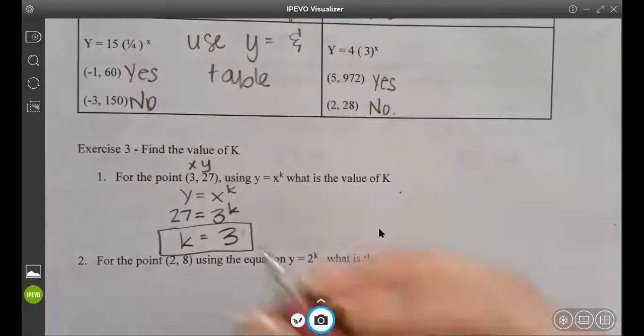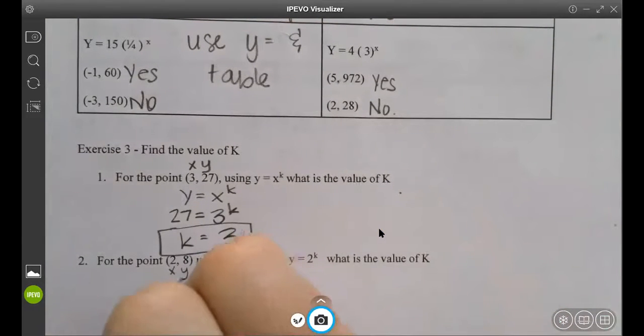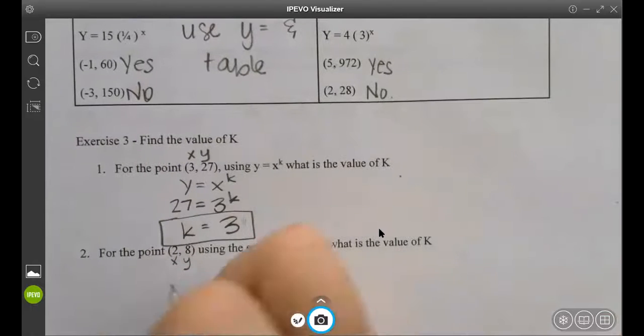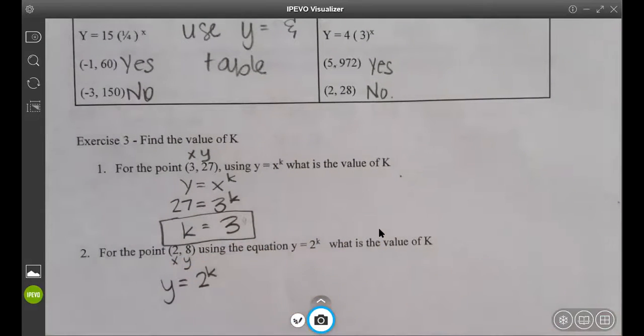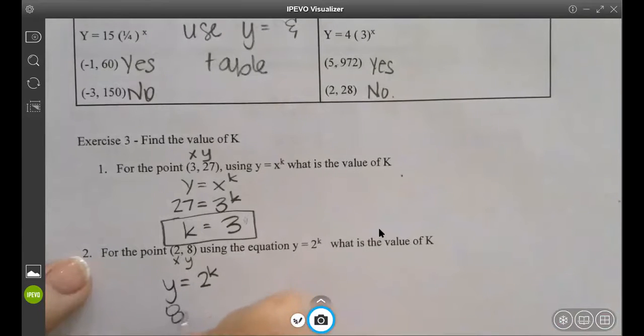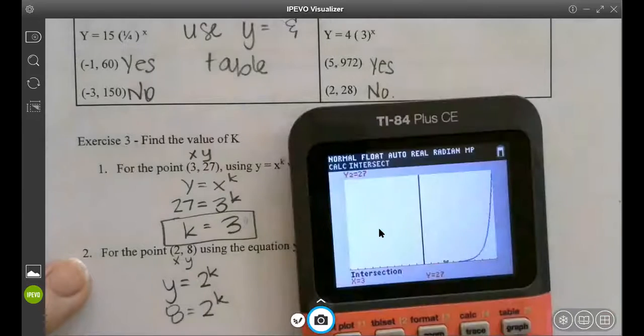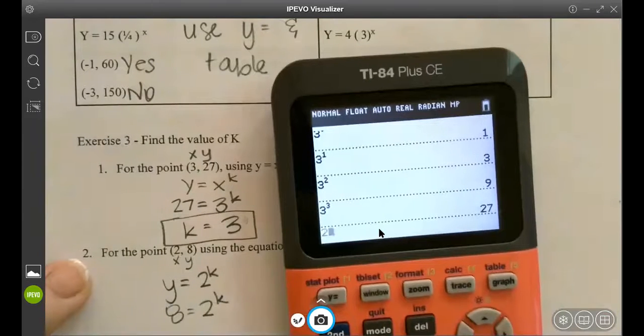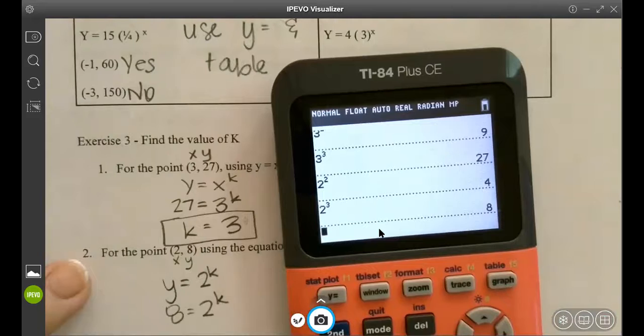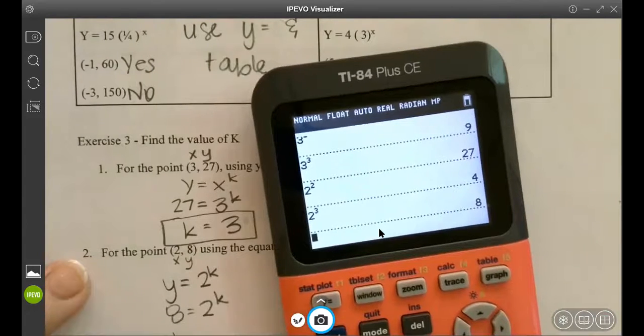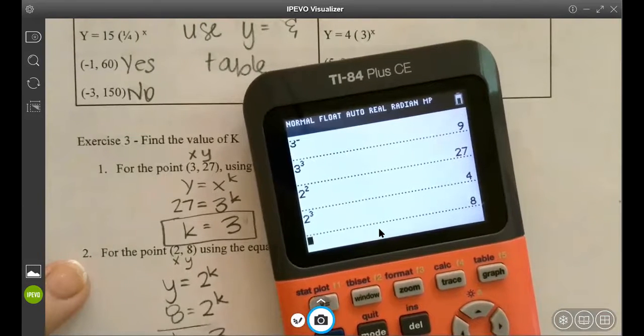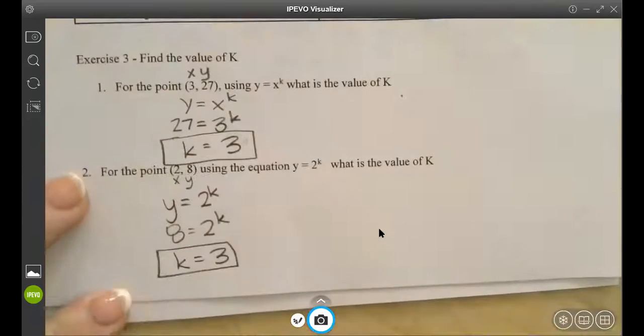All right. So with your next one, here's your point. We have X and Y coordinates. We get Y equals 2 to the K. What is our Y? And we're not using our X on this one. We just use Y. So plug it in. We know that 2 squared is 4. 2 to the third is 8. So that's all you do. 2 to the third.